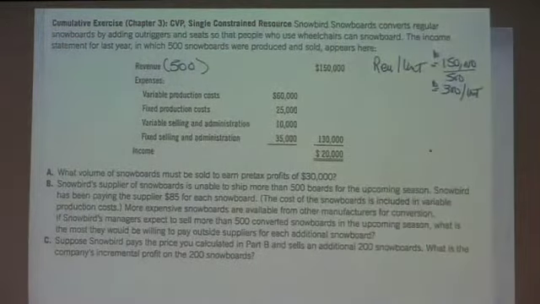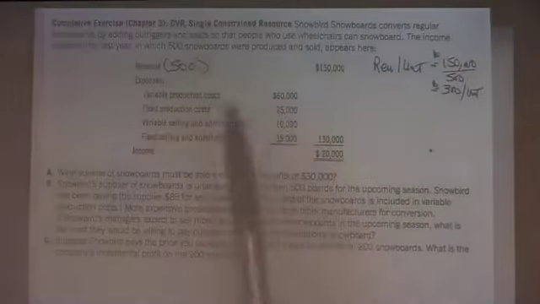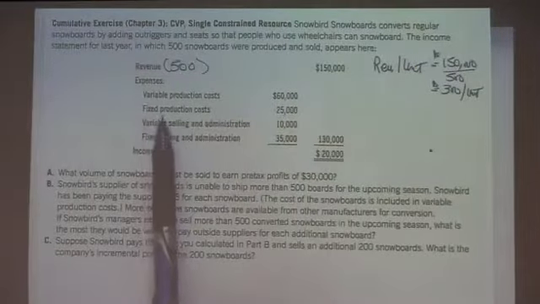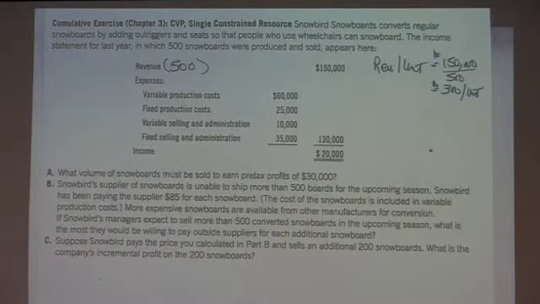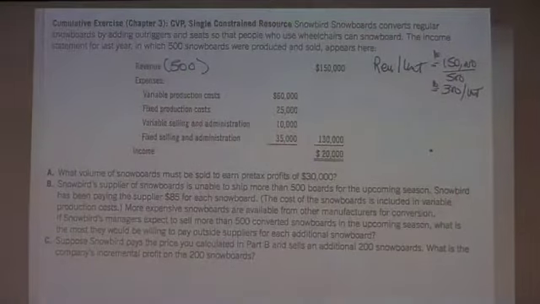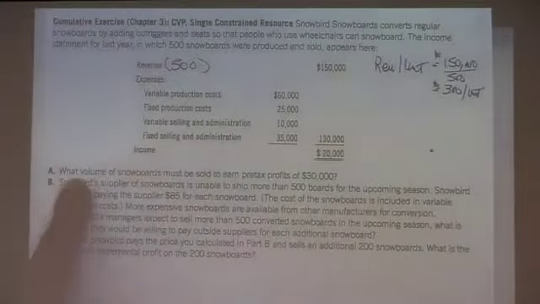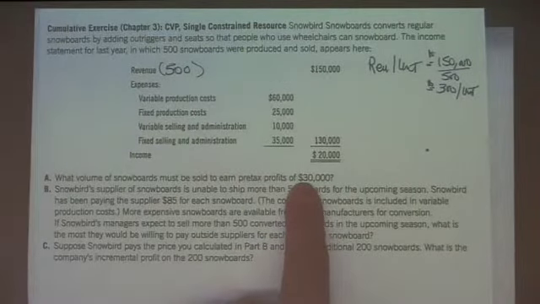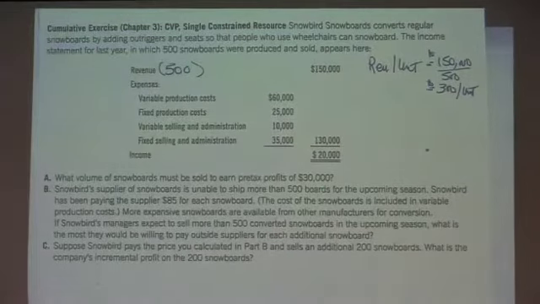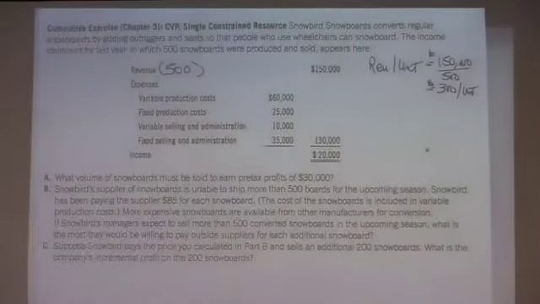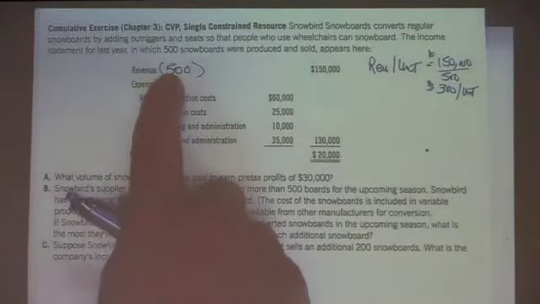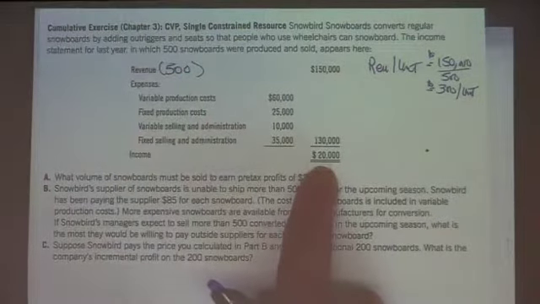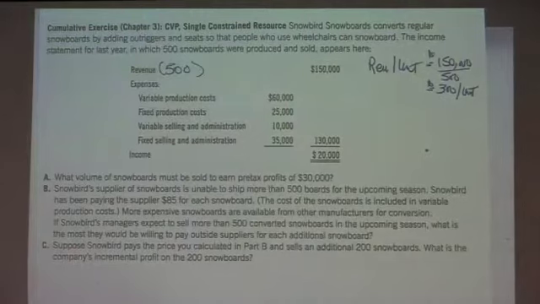Okay, now these are the costs: variable production, fixed, variable, and fixed. And they made profits of $20,000. The question says, what volume of snowboard must be sold to earn a pre-tax income of 30? So now it's asking us, how many do we need to sell? Well, they sold 500 units, they only made 20,000. So we need to know what that volume is.